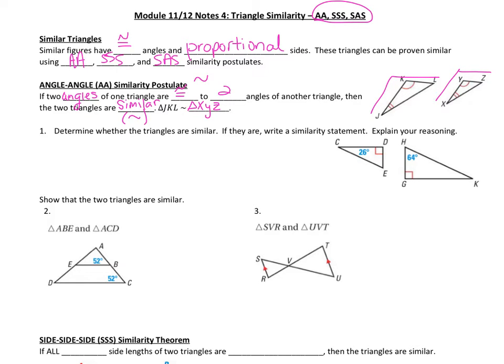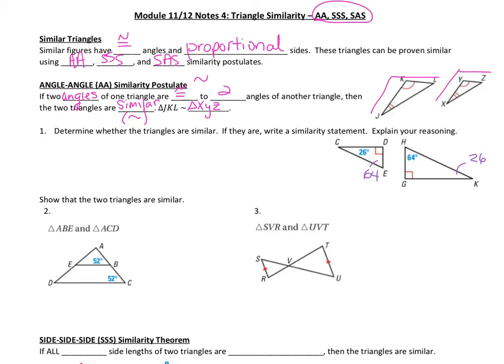So for number 1, we need to determine if the triangles are similar, and if they are, we need to write the similarity statement and explain our reasoning why. So first off, we need to find out what those missing angles are going to be. If we take 180 and subtract our 90 and the 26, then this little angle comes out at 64 degrees. If we do the same thing for the triangle on the right and take 180 minus 64 minus the 90, we get 26 degrees.